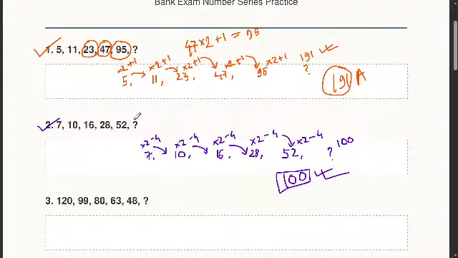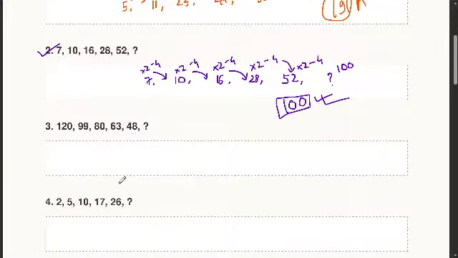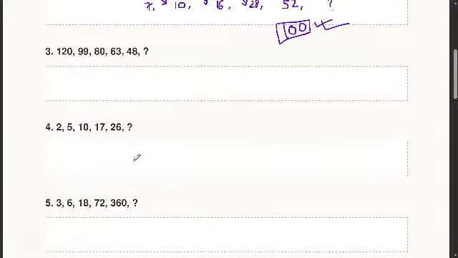Okay. So this number will be 100. Now we are moving to the third number question. So you tell me, is it understandable? Do you understand or not?